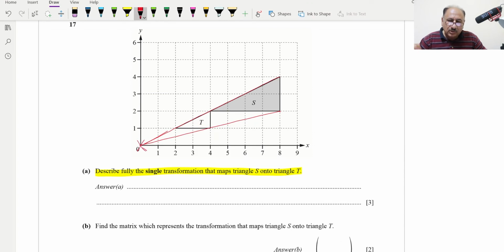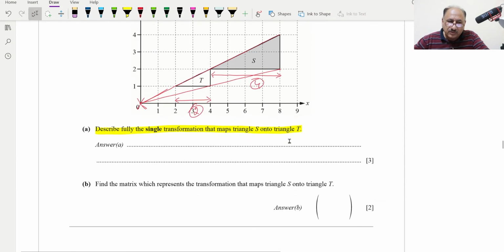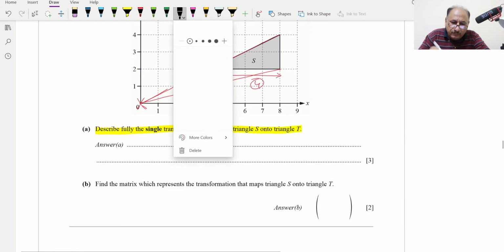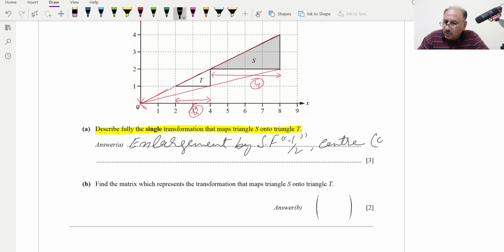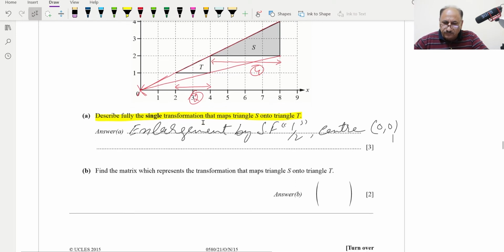And we know this is the origin, so this is an enlargement by scale factor. If we check this width, this base of the triangle is 2 units and the base of this triangle is 4 units, so 4 units are reducing to 2 units, so it's scale factor 1 by 2. So we can write here the answer as enlargement by scale factor 1 by 2 and center of enlargement is origin, which is 0 0. This is what we have to give.